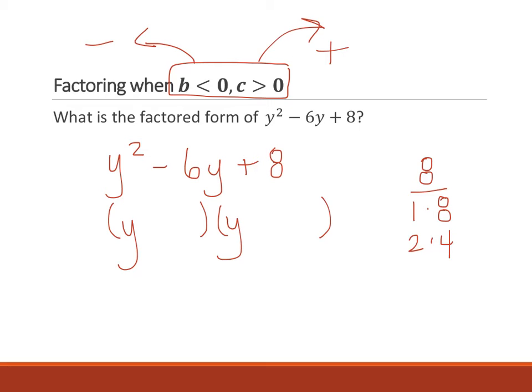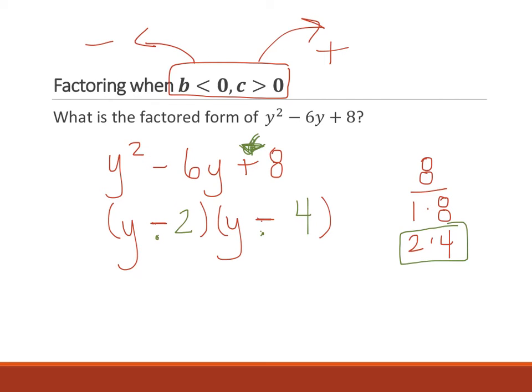But since the 6 needs to be negative, both of these numbers are going to have to be negative. The negative times the negative here would give me the positive, which is here. So again, the negative times the negative will give me the positive, which is right here. But when I add these two negatives, I'm going to get the negative that's on the 6. So which of these two numbers have a sum of 6? Well, 2 plus 4 is 6. So I'm going to put the 2 here and the 4 here.